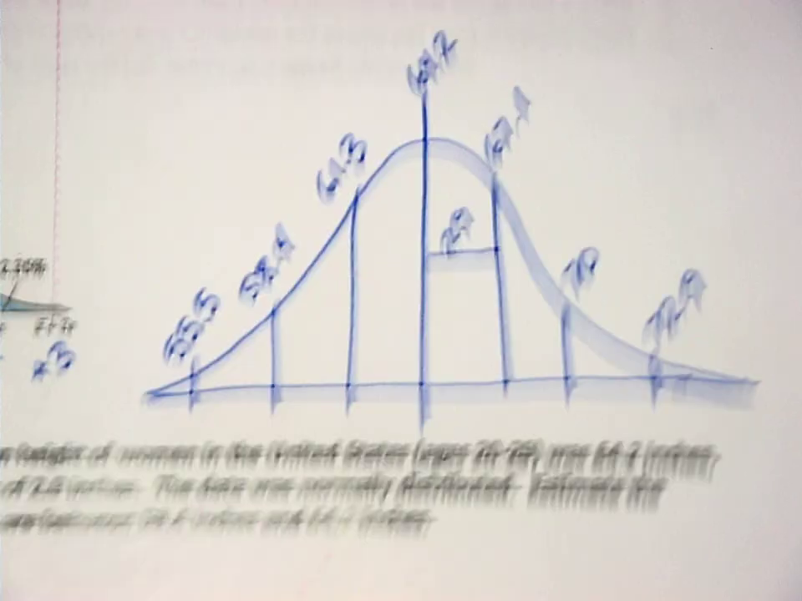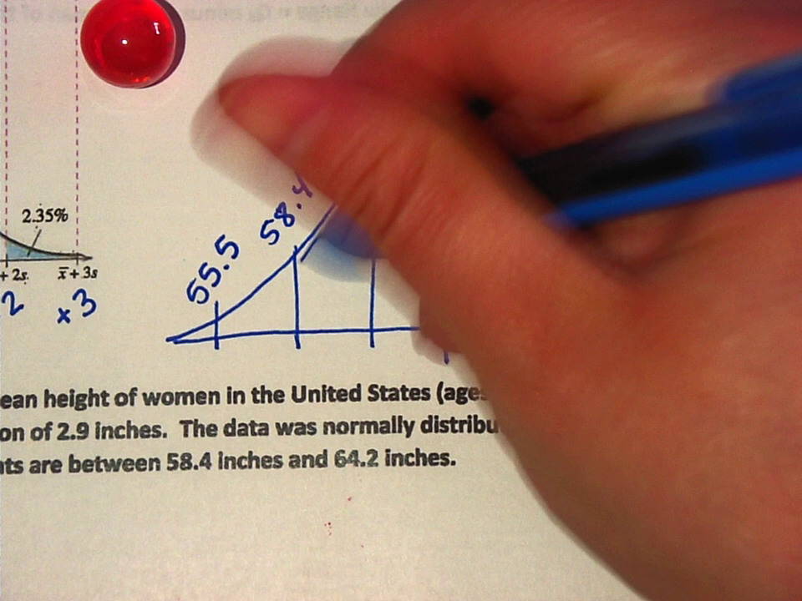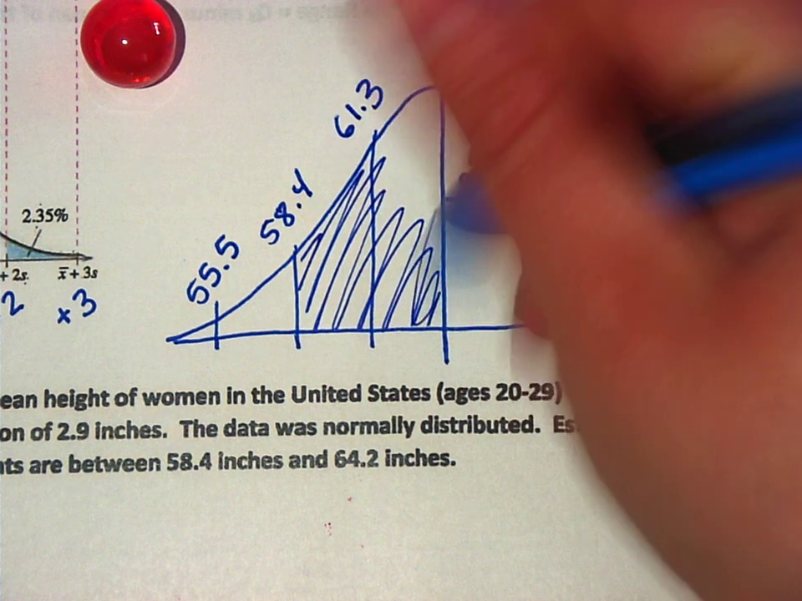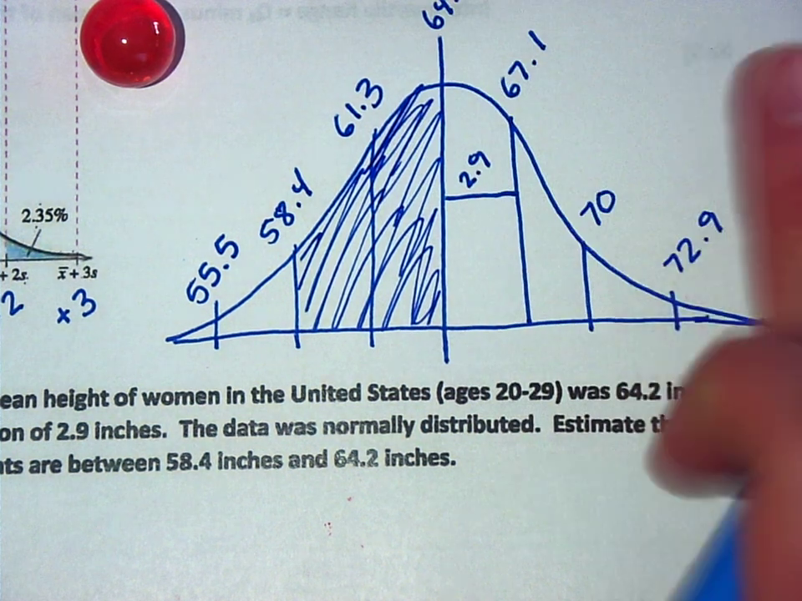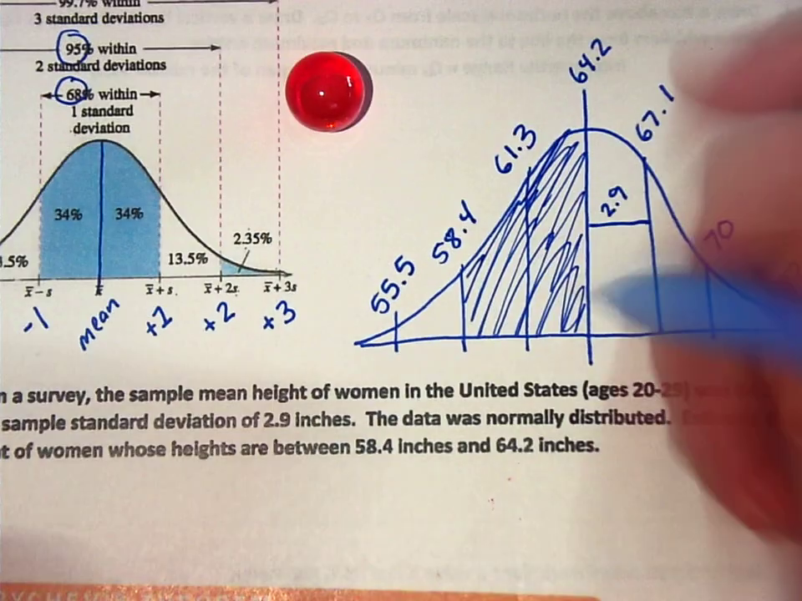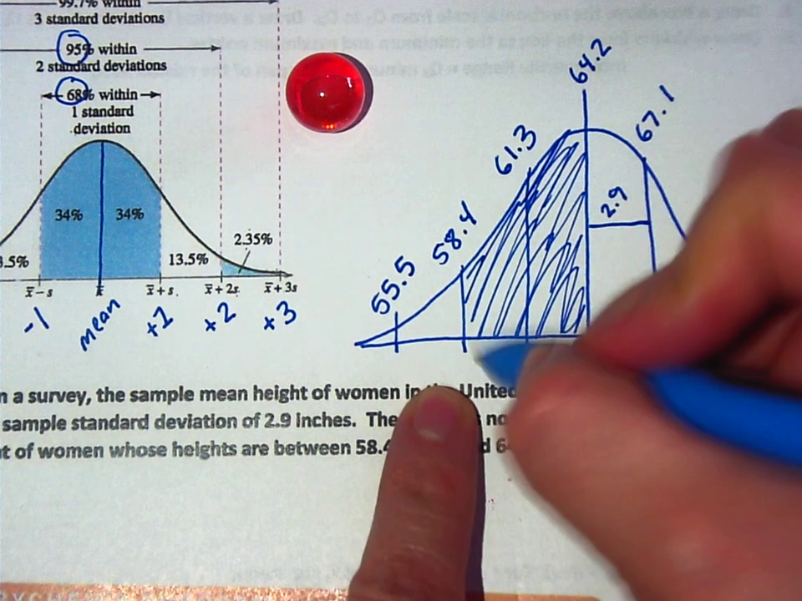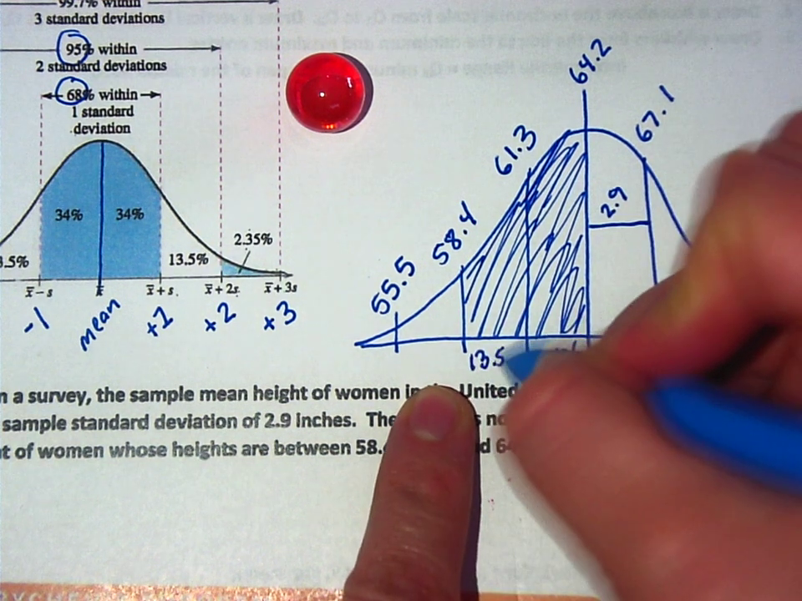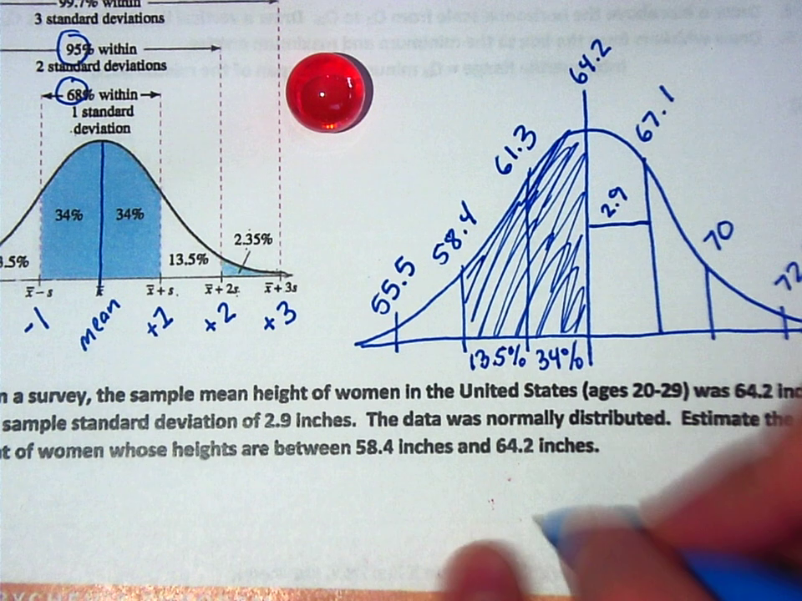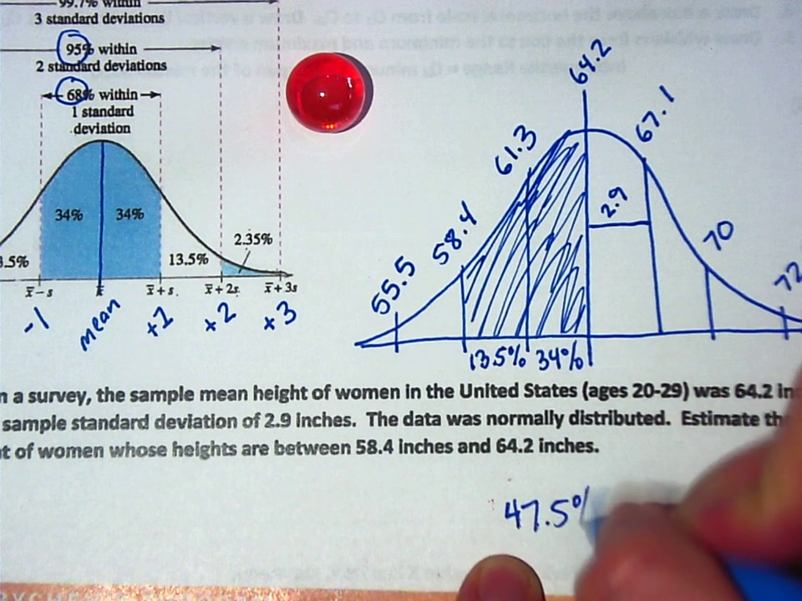Okay, now it says, estimate the percent of women whose heights are between 58.4 and 64.2. So that's what, this region? And then if you look at the diagram over here, the empirical rule shows that this is 34% right there, and this one is 13.5%. So together they are 47.5%.